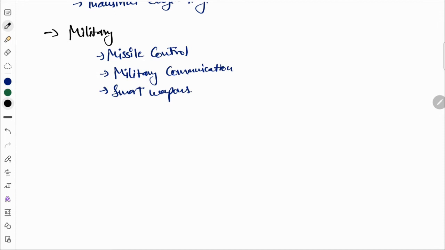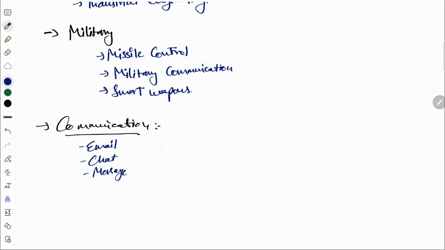The most important is communication. Nowadays, the computer is used in communication: email, chat, message, FTP, telnet, video conferencing.